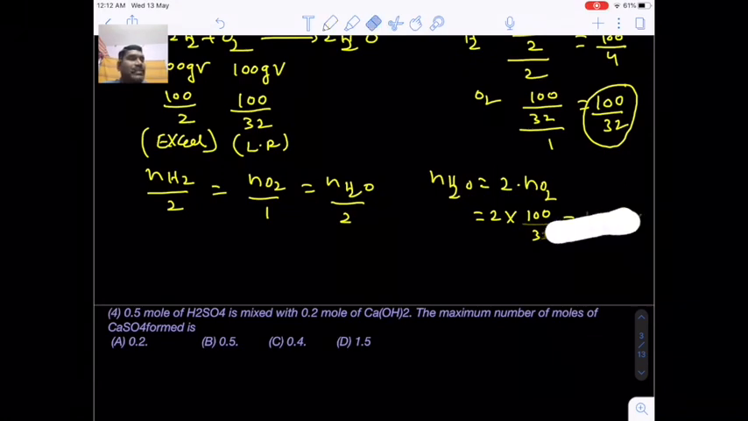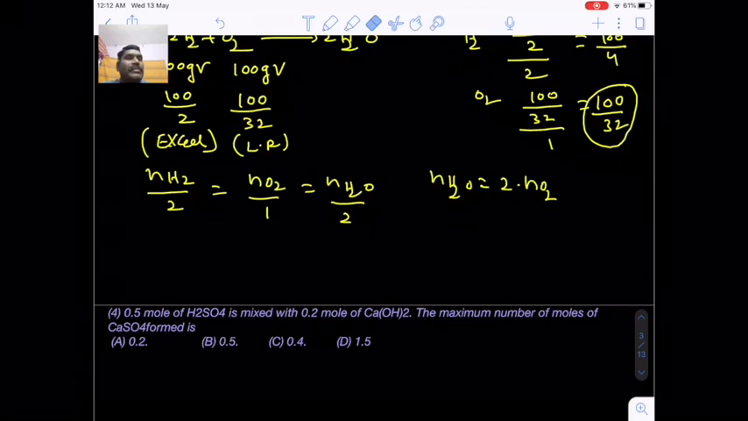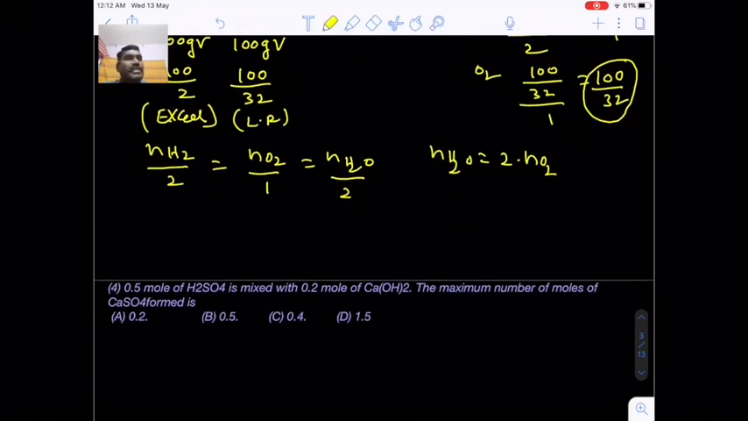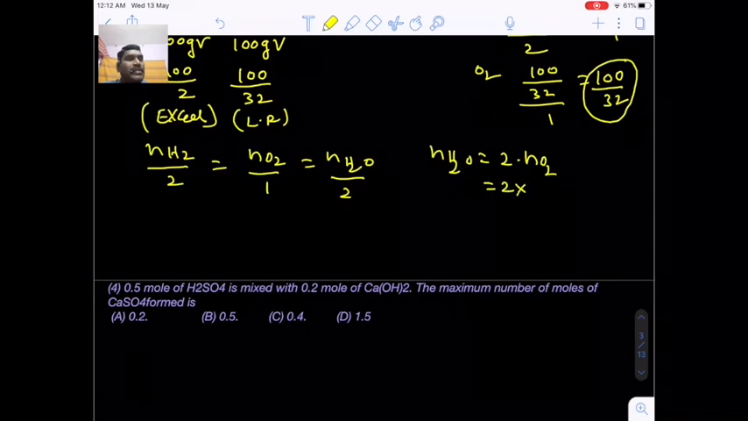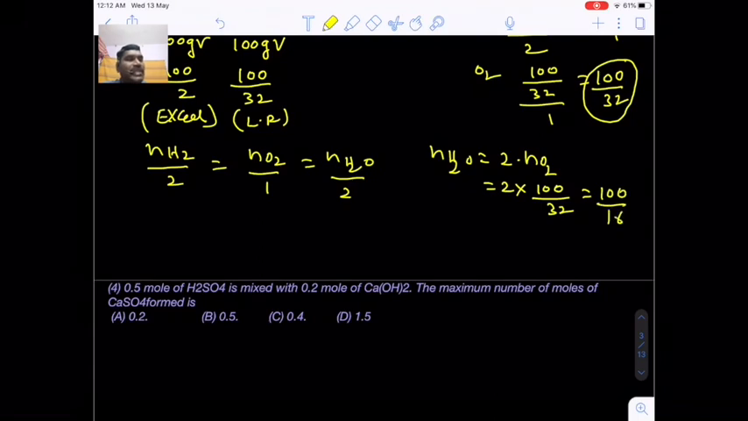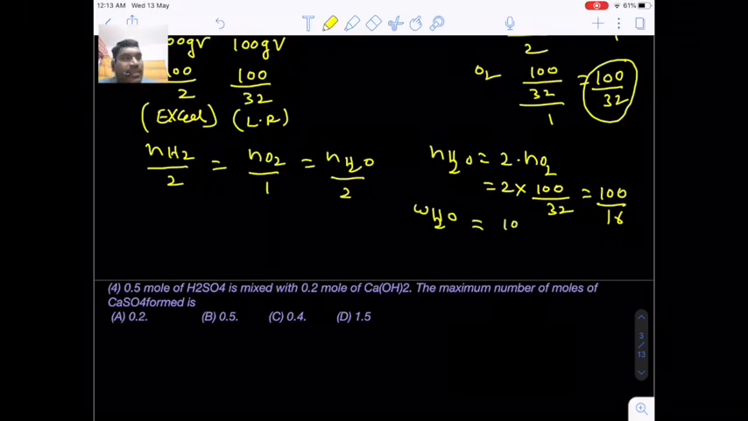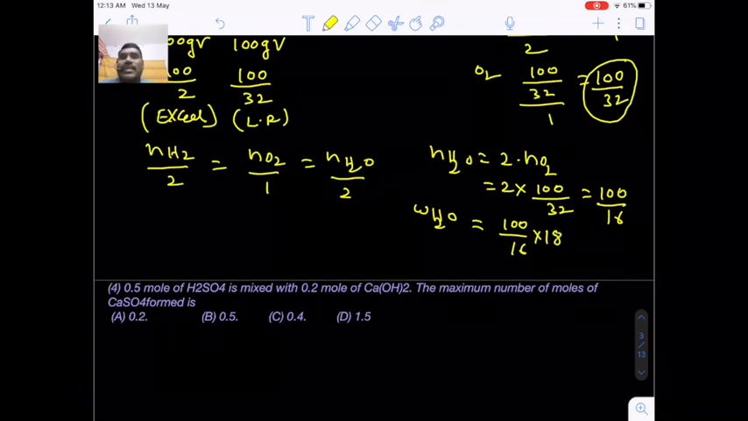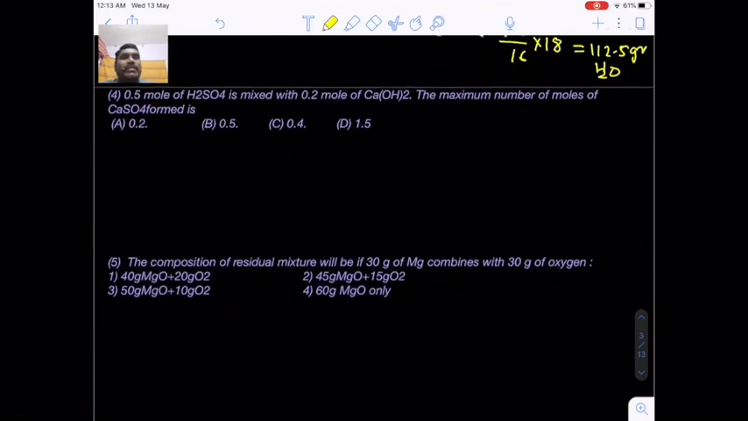So I am writing it here once again. Now here, this will be 2 into 100 by 32, that is 100 by 16 moles. Now come to the weight of water. Weight of water is equal to number of moles of water multiplied by molar mass of water. So the final answer is 112.5 grams of water is formed. Okay, now come to the next problem.